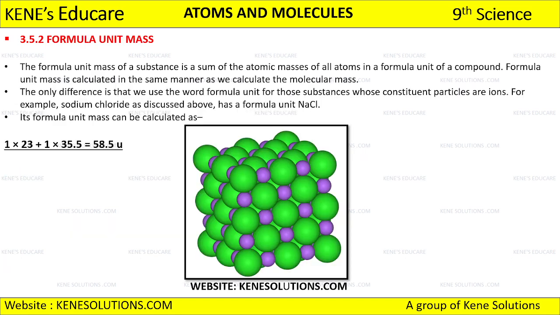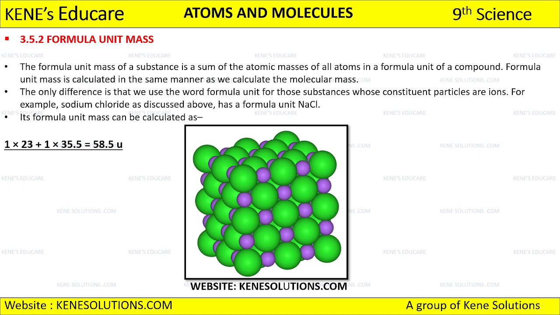After this, we have formula mass to discuss. The formula mass of a substance is the sum of the atomic masses of all the atoms in a formula unit of a compound. When it comes to formula mass unit, you have to add up all the atomic masses of the atoms in a formula unit.